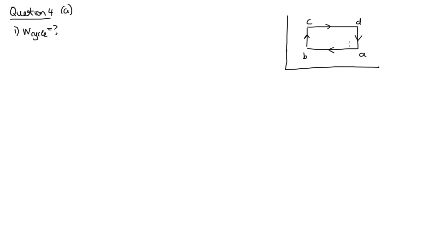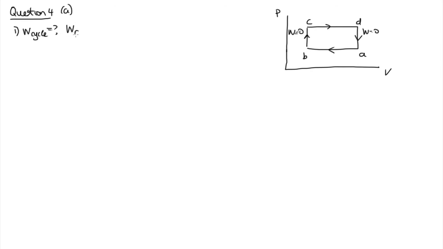Okay, so I'd recommend writing on this diagram what we know. We know that going from D to A, the work done is equal to 0. We should put P and V. And going from B to C, the work done is equal to 0, because when the volume doesn't change, no work is done. So we're only going to need to calculate the work done going from A to B and going from C to D.